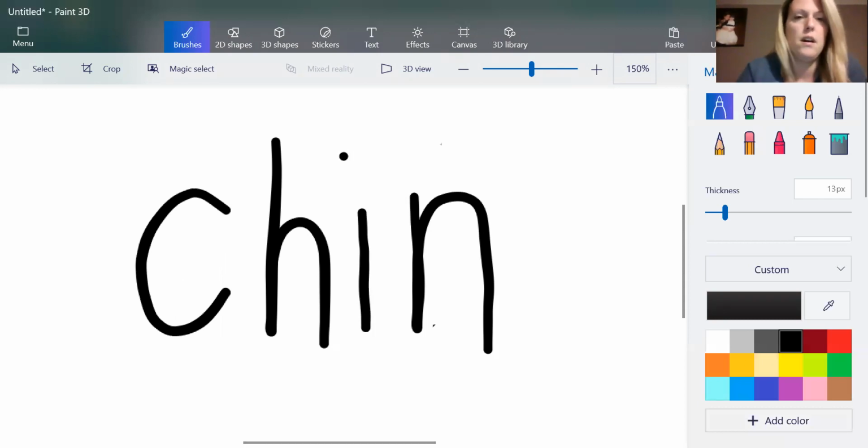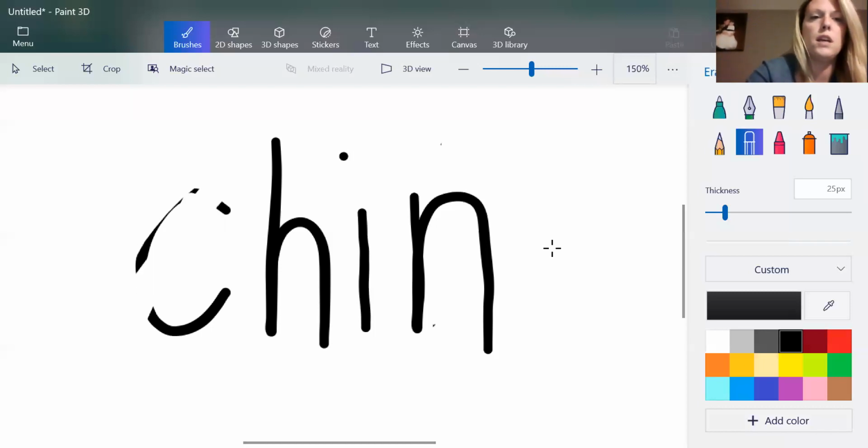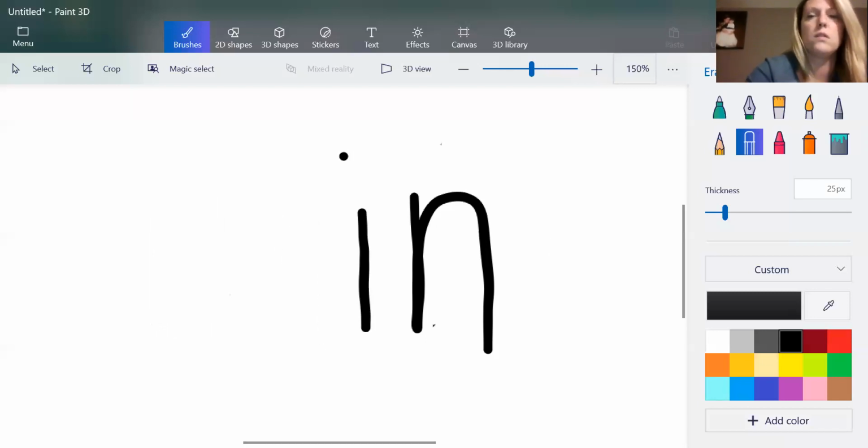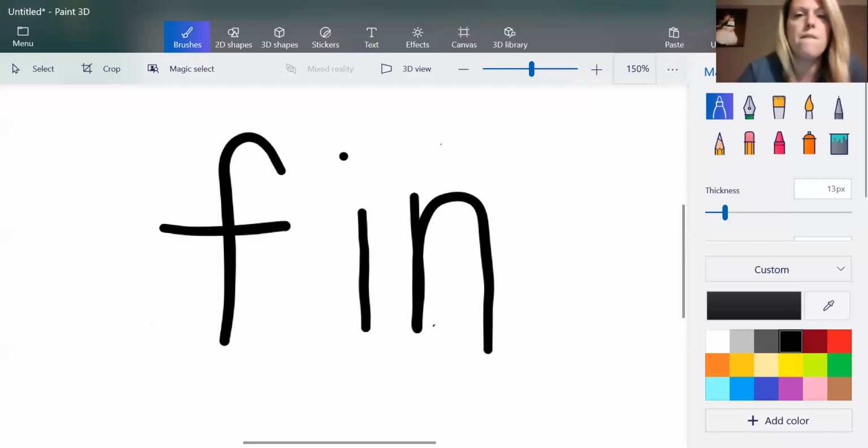Okay. Now I'm gonna take away ch, and I'm gonna change it to f. And look at I'm biting my lower lip with my teeth. It's kind of a quiet sound. So I'm taking away ch and I'm changing it to f. What is the new word? Fin.